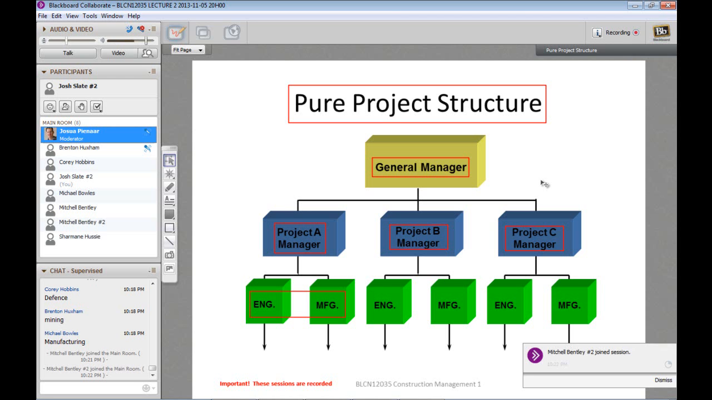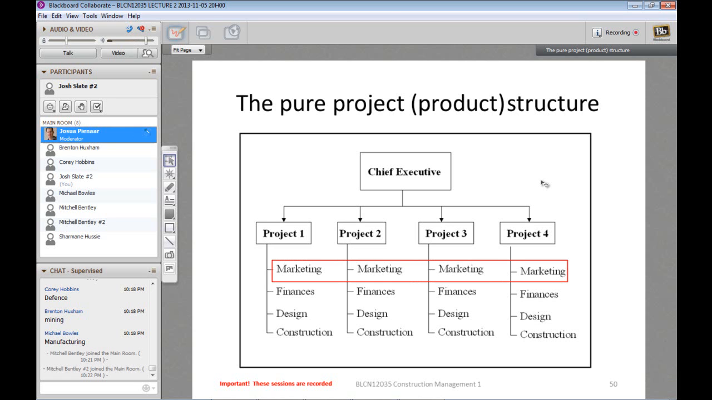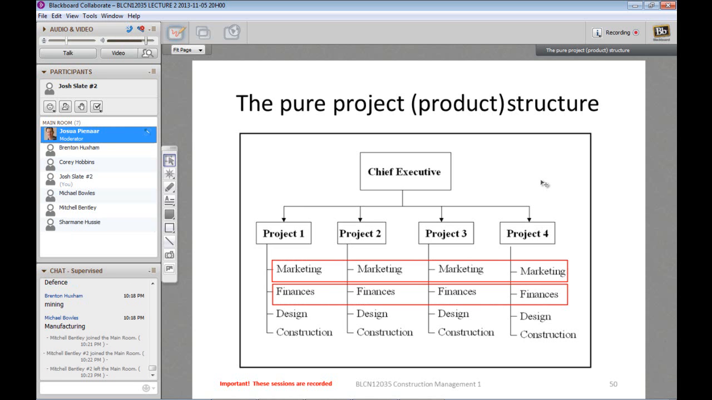What else? What else do we see? Just by looking at the diagram, what else do we see? What I might do is I might jump to the next slide while you guys think about it. This slide might give you a little bit more of an idea of what I'm after. Let's see if I can give you a hint. So we're looking at a number of functions across each of the projects. What do you guys think might be the reason for that?